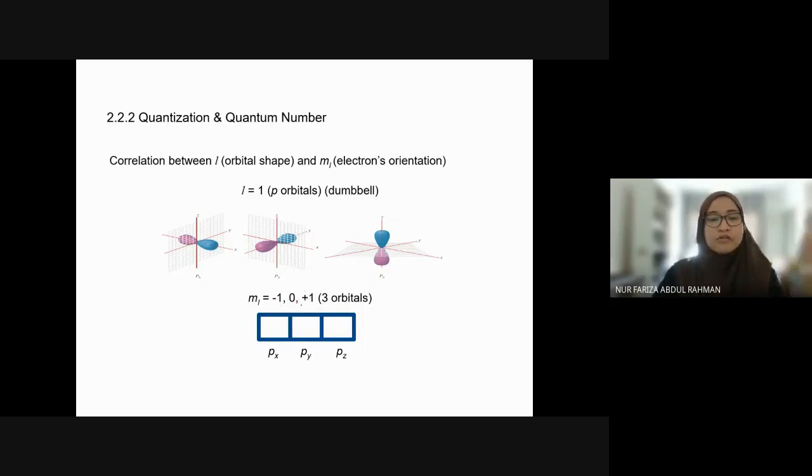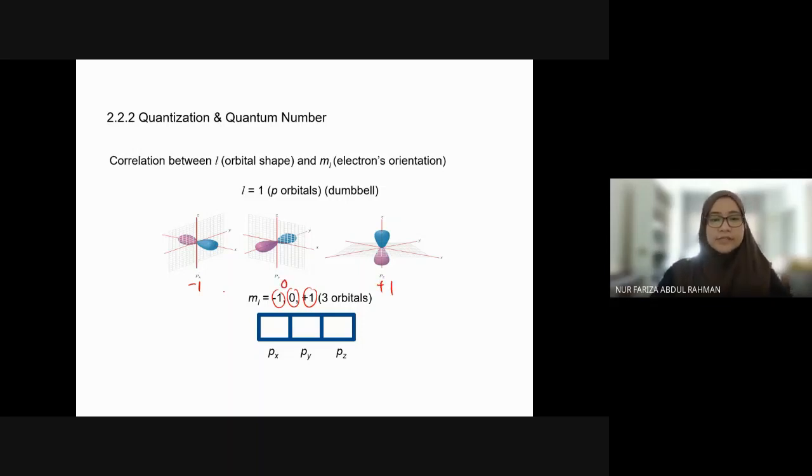So the orientation also represents the number of orbitals, the number of orbitals that the electron can be located in. So this one, -1, 0, 1 is the numbering. Tapi kalau kita based on the orientation, it can be in the form of Px, Py, Pz. Or I can simply assign this is -1, this is 0, this is +1.